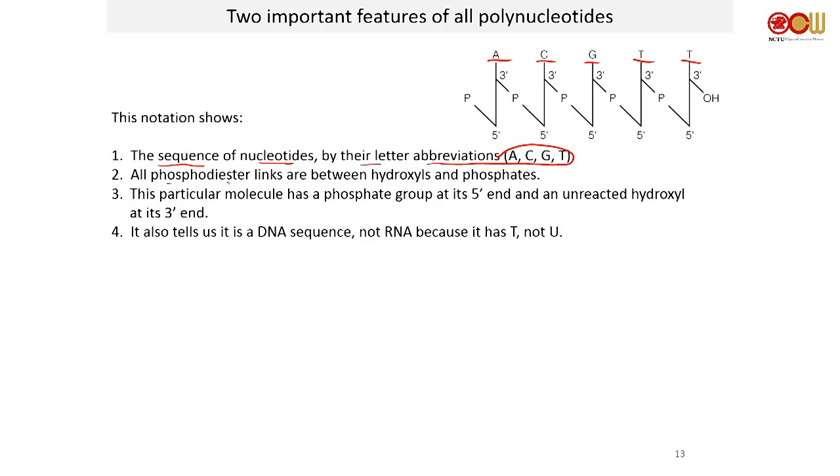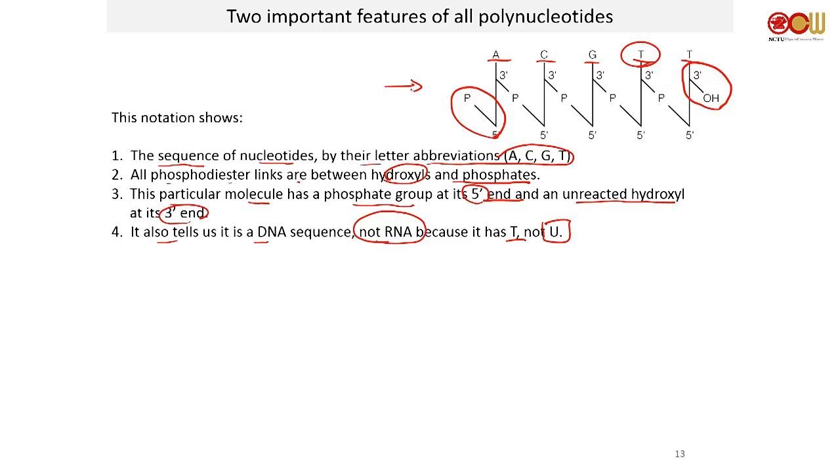All phosphodiester bonds are between the hydroxyl and the phosphates. That's true. This particular molecule has a phosphate group at the 5' end and an unreacted hydroxyl group at the 3' end. So the 5' end has a phosphate, and the 3' end has an OH. It also tells us it's a DNA sequence, not RNA, because it has T and not U. If I give you something that looks like that, you should be able to tell me that it's DNA and not RNA. That should be very simple.